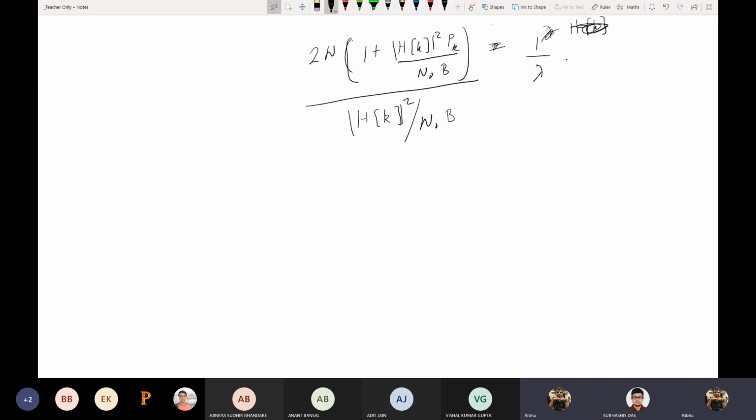Sir, what is our aim exactly? Like, what are you trying to equate? Find these P1, P2, Pn. Find the powers that maximize the capacity, average capacity. So then we can simply divide the HK square by N naught B that we are having in the denominator.